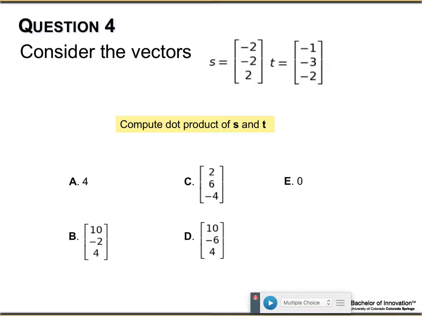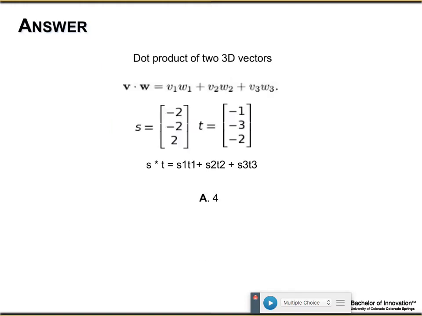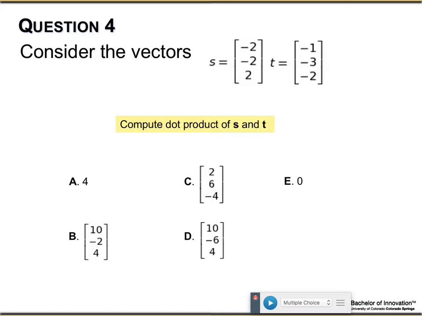Okay, Galen, what'd you get for this? 4. That is the correct answer. In fact, most of the other answers aren't even the right dimensions, okay? Dot products produce numbers. Think of it as a little dot. Whatever you take dot products of, big vectors, they become a single number. It's a little dot after it's done.